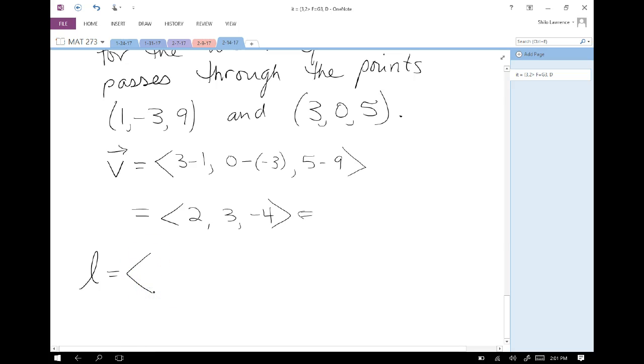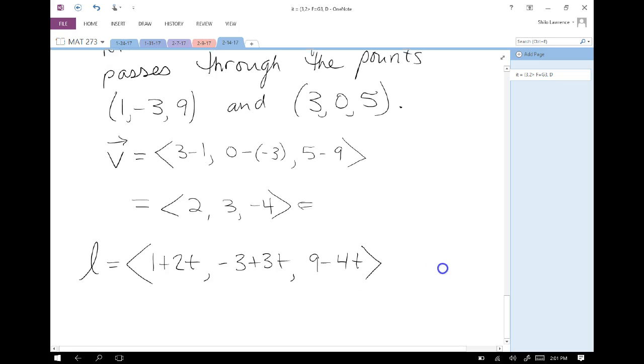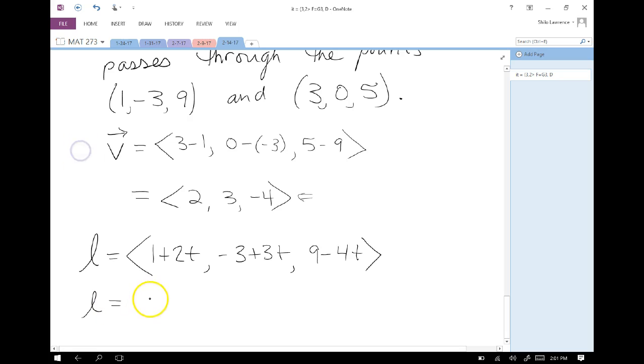So for the x, if we used the first point, it would be 1 plus 2t, -3 plus 3t, 9 minus 4t. That's if I use the first point. If I use the second point, this is the exact same line. It would be 3 plus 2t, 0 plus 3t is just 3t, and then 5 minus 4t. That is the exact same line. If you plug in different values for t, you would eventually come up with the exact same set of points.